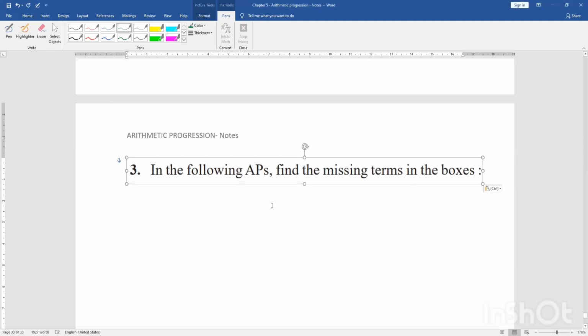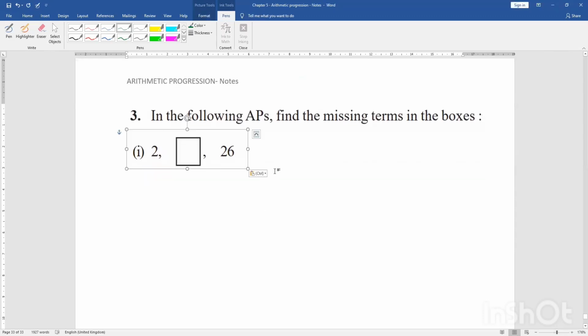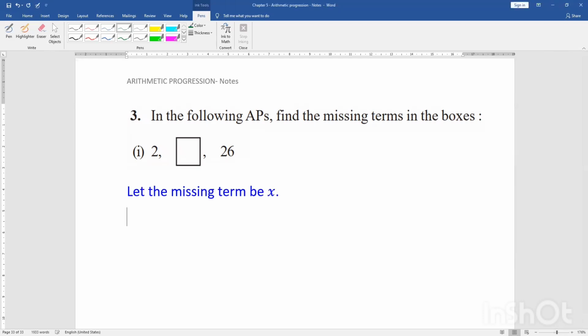The question says, in the following AP, find the missing terms in the box. Okay. We have the first question like this: 2, box, 26. So the first step, what we have to write is, let the missing term be x. Now, we know that in an AP, A2 minus A1 equals A3 minus A2, correct? That is second term minus first term is equal to third term minus second term.